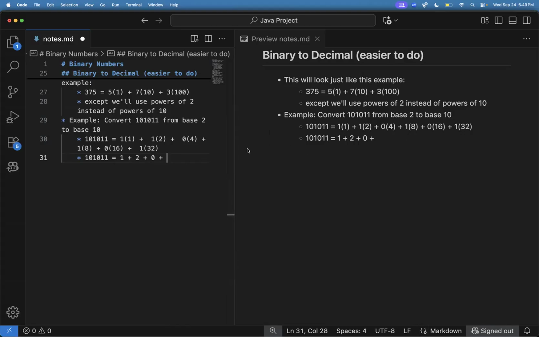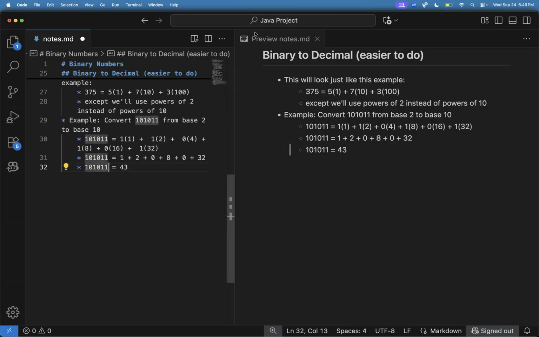And then you have 1 times 8, which is 8. And then you have 0 times 16, which is 0. And then you have 1 times 32, which is 32. And then if you add up these numbers, what are you going to get? Well, 1 plus 2 is 3, plus 8 is 11, plus 32 is 43. Is that 43? I think. So I'll do it this way. 32 plus 8 is 40. 40 plus 2 is 42. Plus 1 is 43. So there we go.